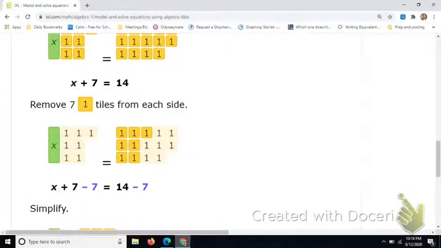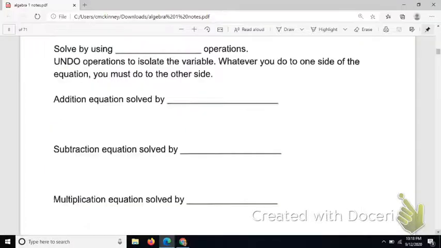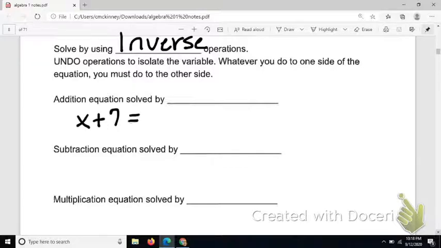So if we look back in our notes, that's very much like what I'm going to tell you next in your notes, that when you solve things, we're going to use what are known as inverse operations. So that was an addition equation. It said x plus 7 is equal to 14. And to solve it, we used subtraction.